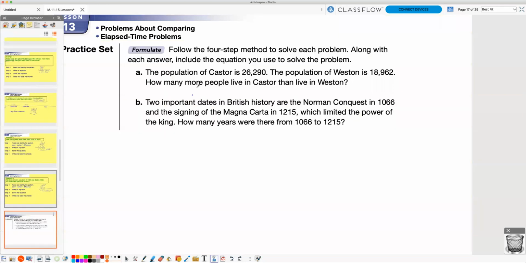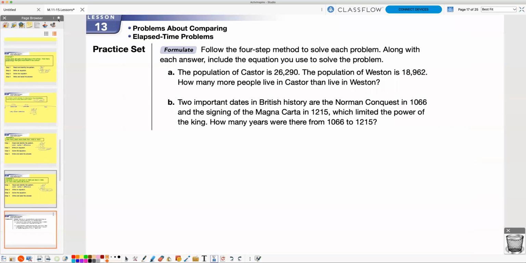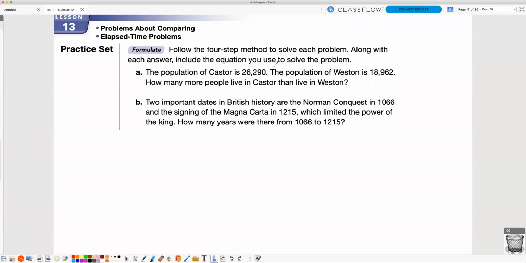All right, moving on. All right, let's try this. Practice set. So follow the 4-step method and solve each of these problems. So as you do this, along with each answer, include the equation you use to solve the problem. So letter A, go ahead and do that. The population of Castor is 26,290. The population of Weston is 18,962. How many more people live in Castor than live in Weston?